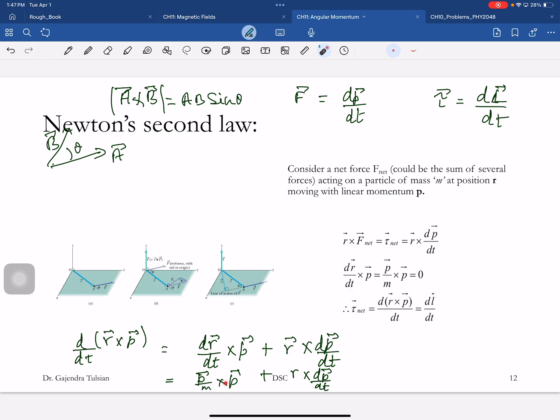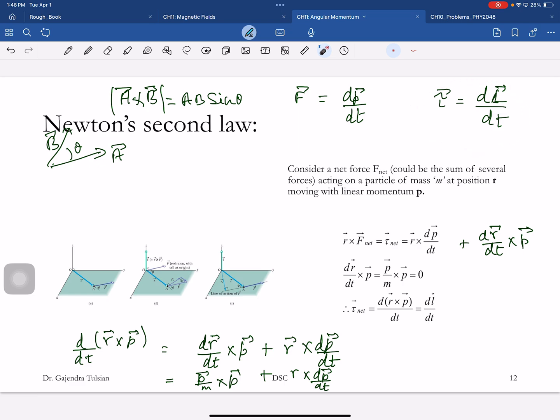This term is 0. So you can add it for free, because it is 0. And this plus this is equal to that. So the net torque is equal to that, which is dL by dt. There's your Newton's second law. Again, don't worry about the derivation. I just want you to remember that.